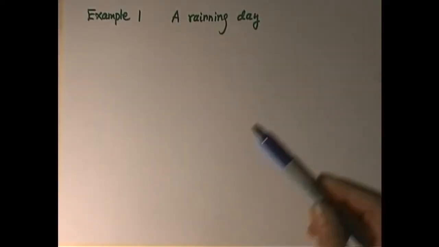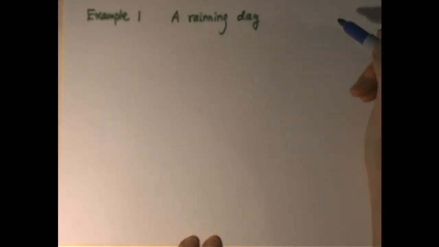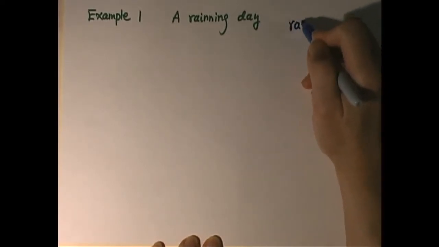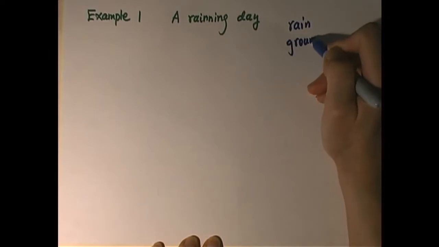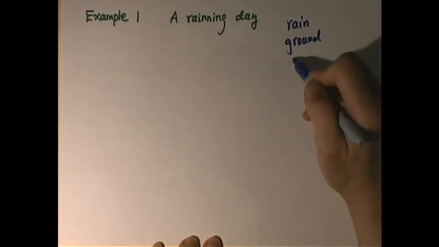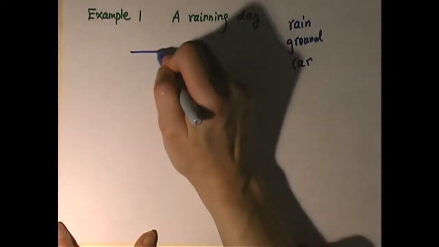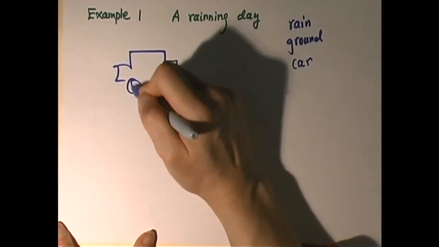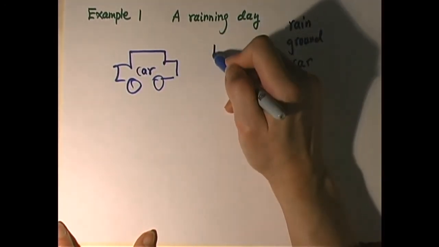So let's look at a rainy day. For relative motion, usually we have three parties involved. In this case, we choose rain, we choose ground, and another one is car. What's going to happen is we have a car, for example, and the raindrops fall like that.